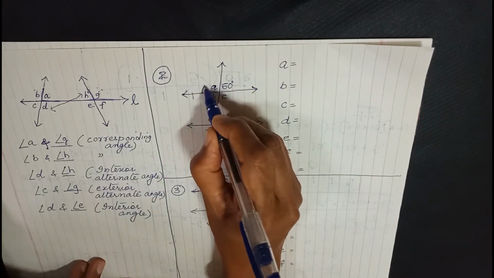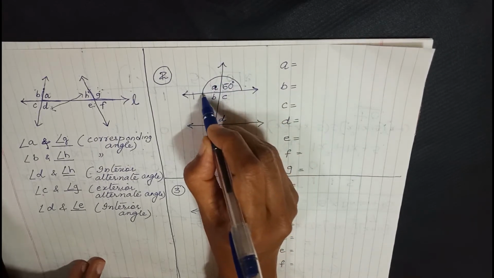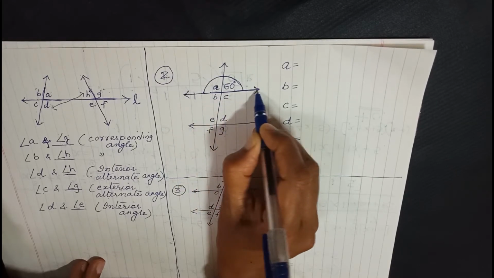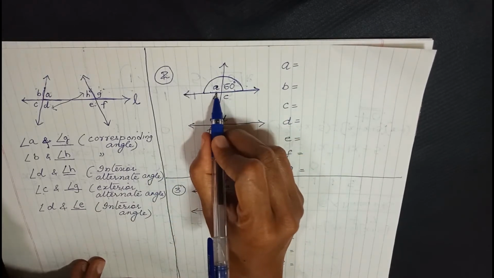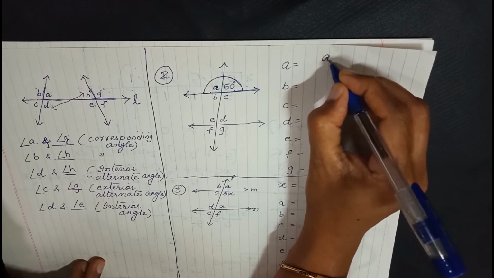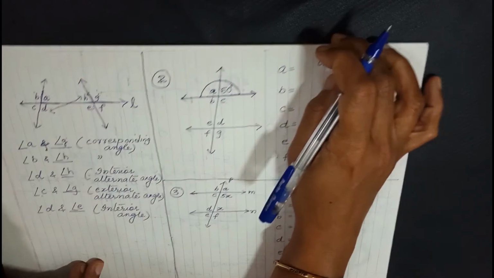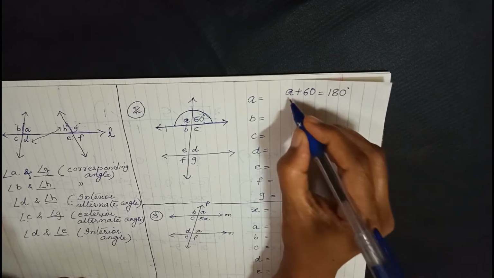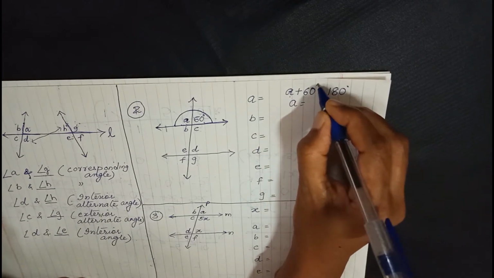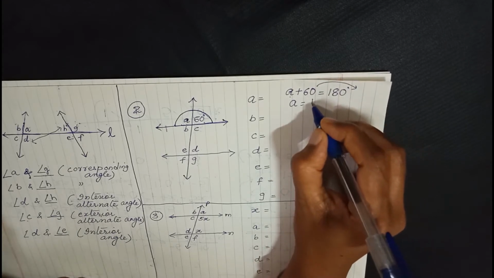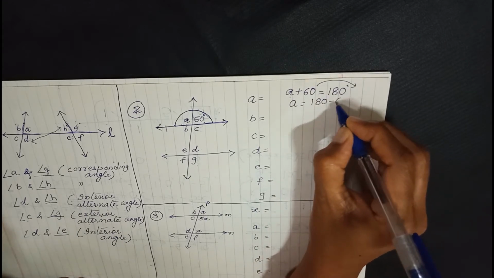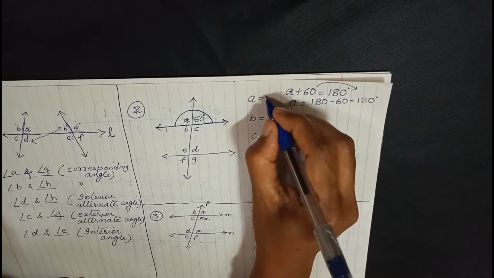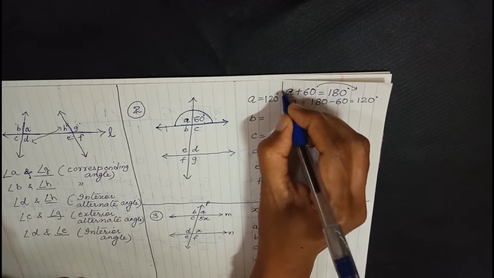Now you know angle A and 60 together is forming a straight line. That means their addition should be 180, right? That means angle A plus 60 is equal to 180. So how do I get A? By taking 60 on the other side, it becomes minus. So 180 minus 60, that is equal to 120. So I got my answer A as 120.